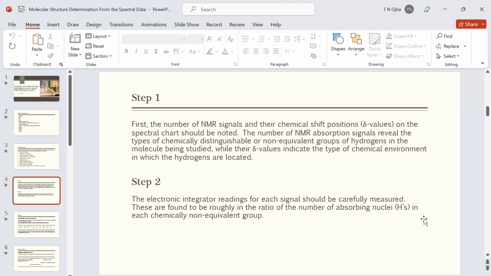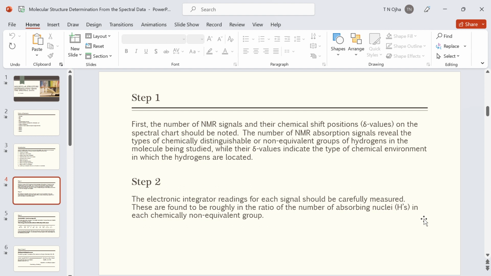Step 1. First, the number of NMR signals and their chemical shift positions, that is delta values, on the spectral chart should be noted. The number of NMR absorption signals reveals the types of chemically distinguishable or non-equivalent groups of hydrogens in the molecule being studied, while their delta values indicate the type of chemical environment in which the hydrogens are located.